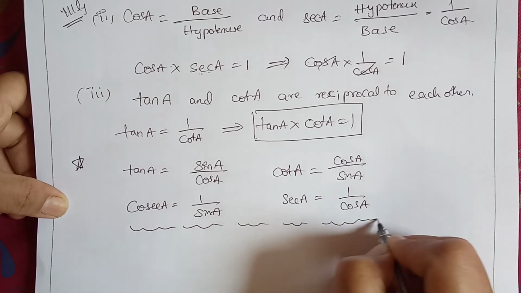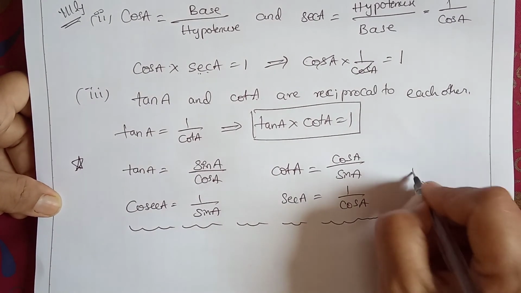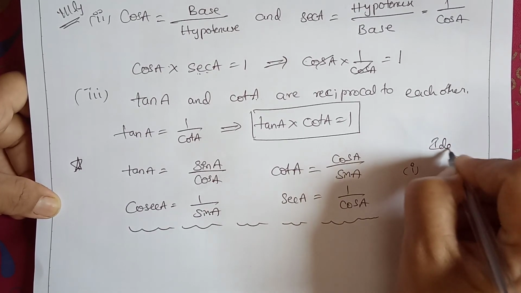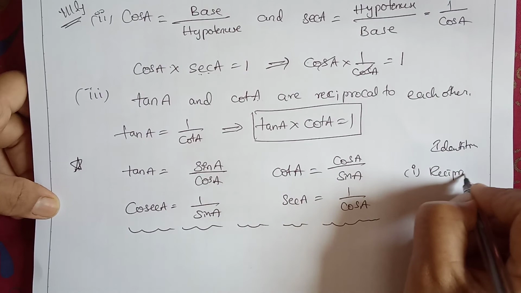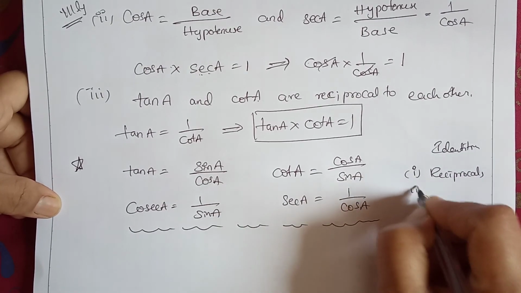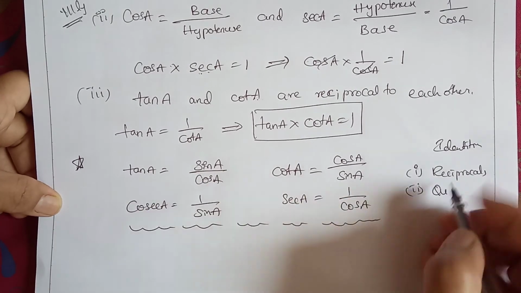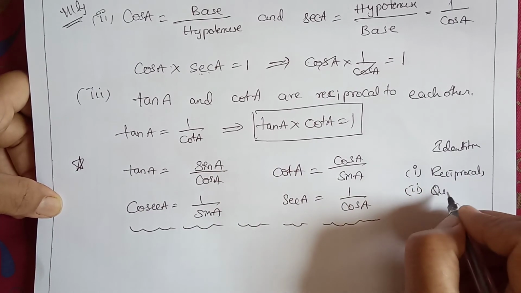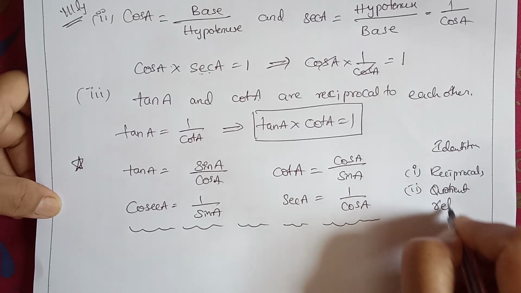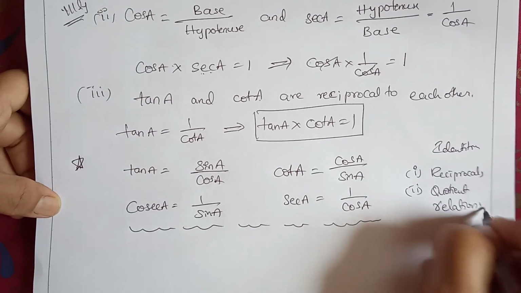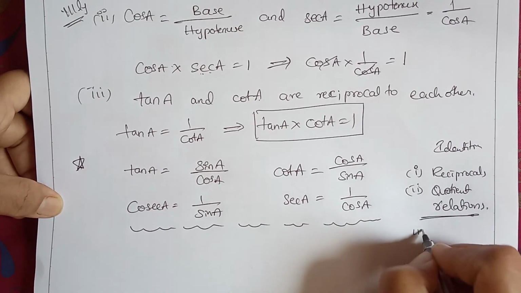Now we will check the identities. These all are identities only. Reciprocal relations and quotient relations. This is called the quotient relation. In the next video, I will explain the square relations.